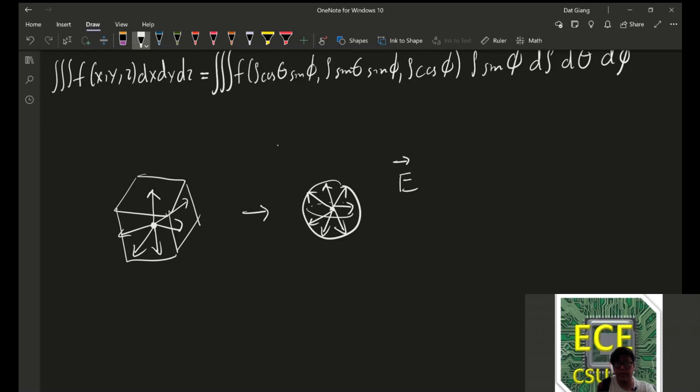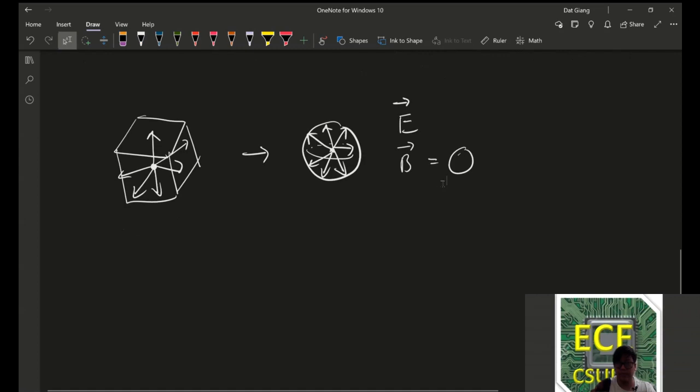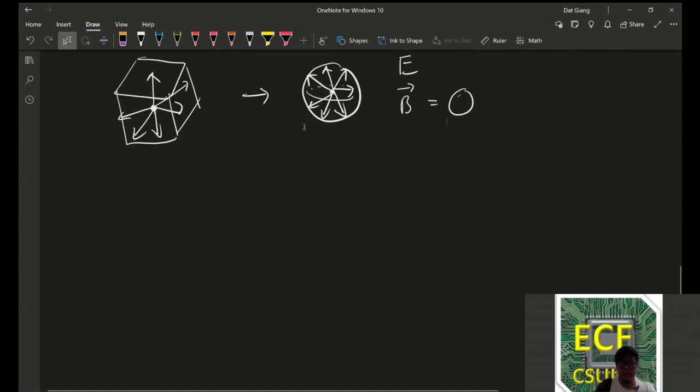And as such, we'd be able to find the electrostatic field easier. Similarly, we would be able to find the magnetostatic field easier too, although this was always equal to 0. So that is one reason why we would want to use spherical coordinates. And I challenge the viewer to show another use of spherical coordinates.